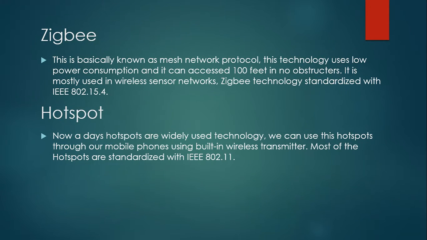And then Zigbee. Zigbee is basically known as a mesh network protocol. This technology uses low power consumption and it can be accessed up to 100 feet with no obstacles. It is mostly used in wireless sensor networks. Zigbee technology is standardized with IEEE 802.15.4. And hotspot. Nowadays hotspots are widely used technologies. We can use a hotspot through our mobile phones using the built-in wireless transmitter. Most hotspots are standardized with IEEE 802.11.